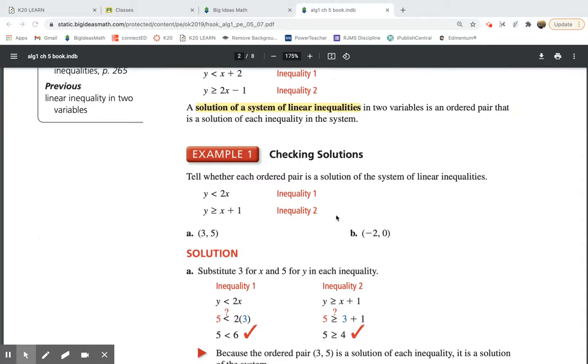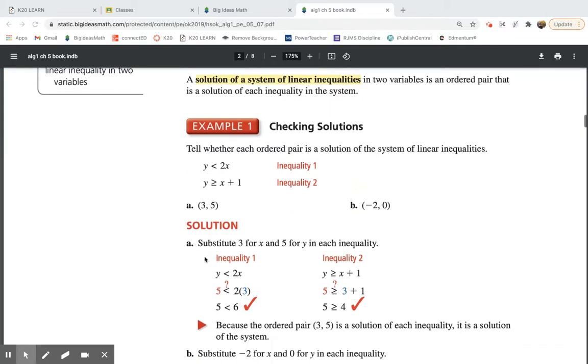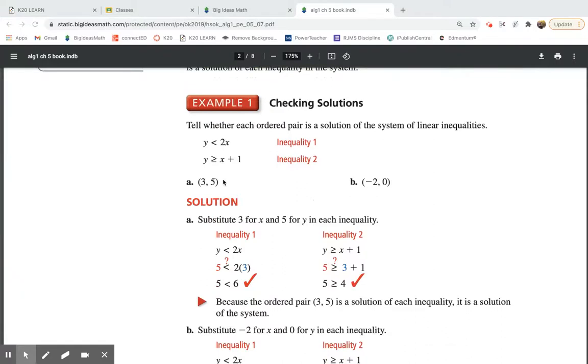So the first part is just checking a solution. Tell whether the ordered pair is a solution of the system of linear inequalities. So you just take this point and plug it into both for x and y and see if it comes out true. So like on A, the point 3, 5. That means 5 is y, 3 is x. So 2 times 3 is 6. 6 is not greater than 5, or 5 is not less than, it is less than 6. Sorry, I was reading it backwards. 5 is less than 6, so that one's true.